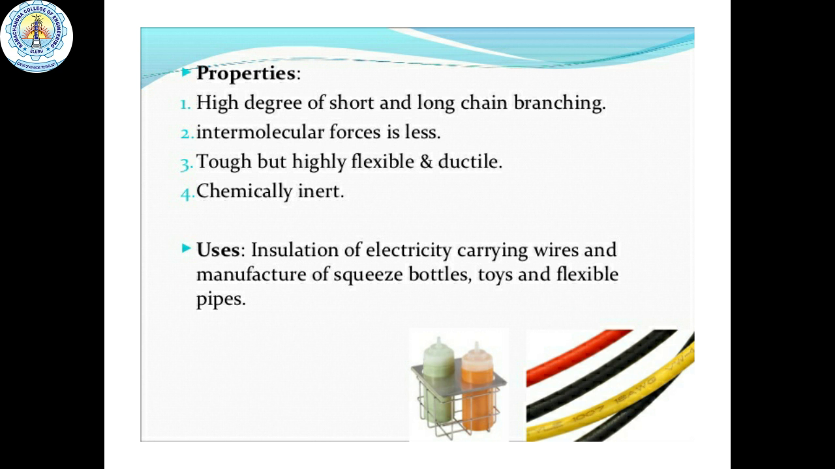Coming to the properties of the polythene, low density polythene has a high degree of short and long chain branching. It has intermolecular forces which are less in amount. It is tough but highly flexible and ductile. It is chemically inert. Coming to the uses of low density polythene, it is used for the insulation of electricity carrying wires, and manufacturing of squeeze bottles, toys, and flexible pipes.